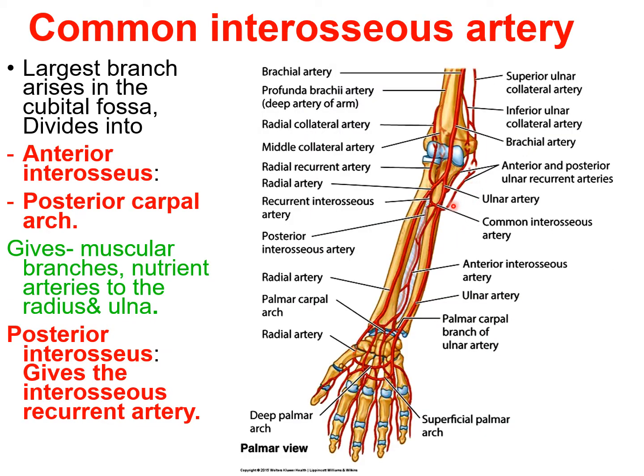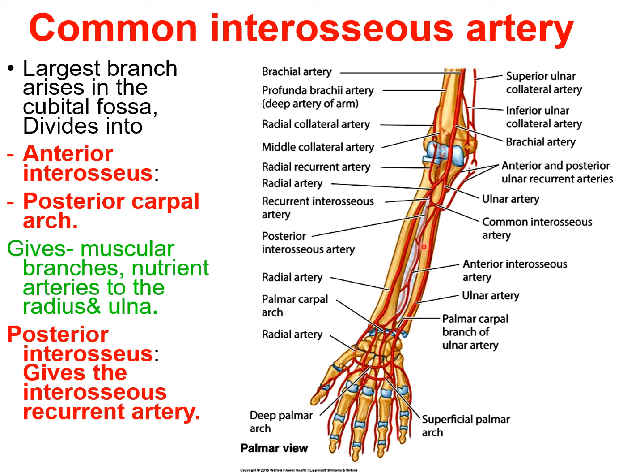Talking about the common interosseous artery, the common interosseous artery is arising just below the radial tuberosity. It is the largest branch arising in the cubital fossa, dividing into the anterior interosseous artery and a posterior interosseous artery. Anterior interosseous artery, it descends in contact with the interosseous membrane running between the flexor pollicis longus and flexor digitorum profundus, accompanying the median nerve. At the upper border of pronator quadratus, it pierces the interosseous membrane to enter the extensor compartment, thereby helping to form the posterior carpal arch.